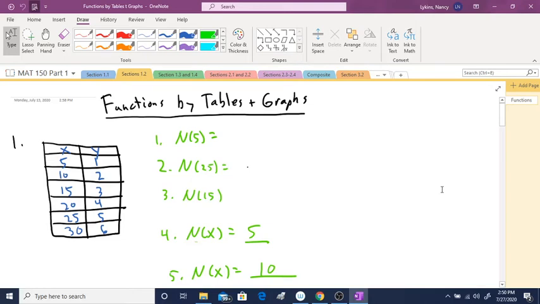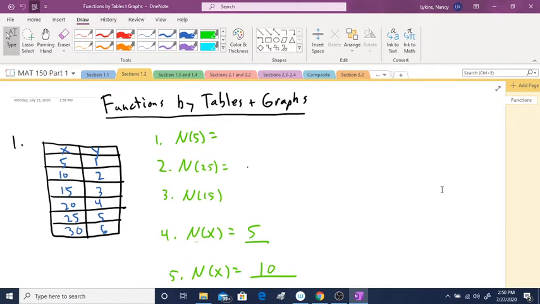Okay, welcome back. Today we're going to talk about functions by using tables and graphs. Now the first one, what I'm going to do is let you look at this and digest it. At any point during this video, you can always pause it, take a look at it to give you some time to see if you can work it out yourself, and you can always come back to see my explanation as well. And you can repeat this as many times as you want.